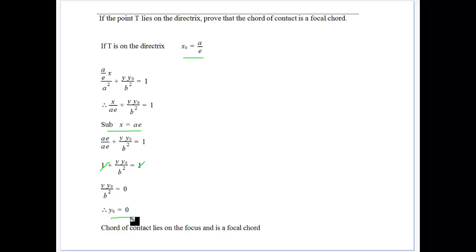which means that y0 is equal to 0, which means that we get a point of (a e, 0), which satisfies this equation as it stands when x0 is equal to a on e. So there we go. That's how we were able to say, well, it must be a focal chord because it goes through the focus. Only if x0 is equal to a on e. It didn't matter what y was.